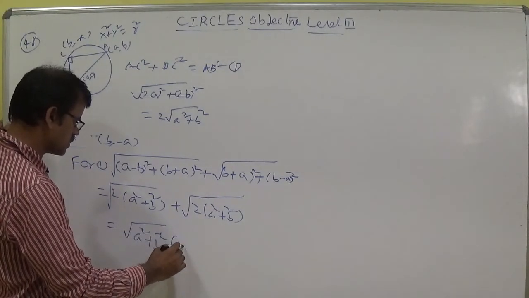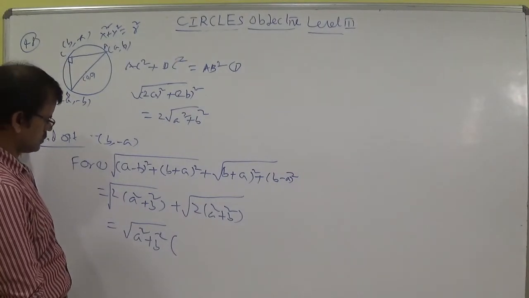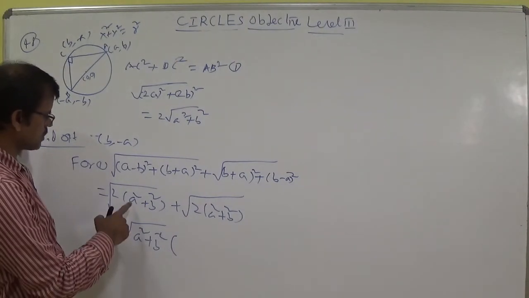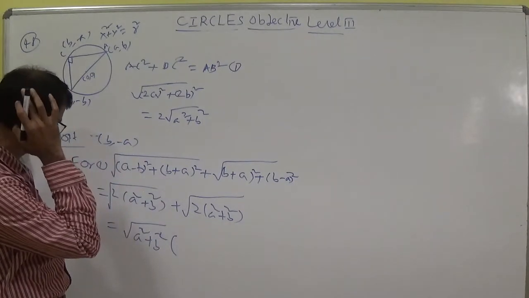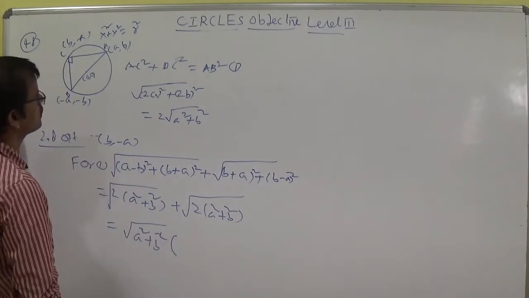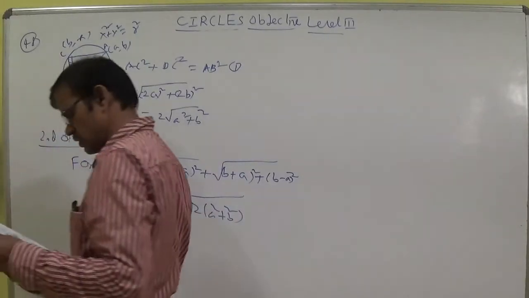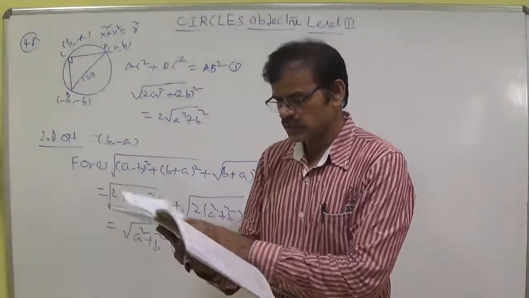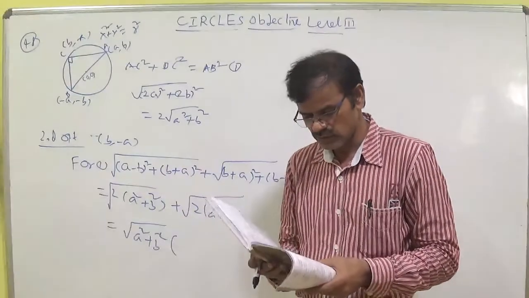Then it becomes root of 2 plus root of 2 into A square plus B square. Here also 2 into root of 2 into A square plus B square. This is 4A square plus 4B square. Maybe it is not the second option. Let us see the option 48. The given second option depends only on this one.